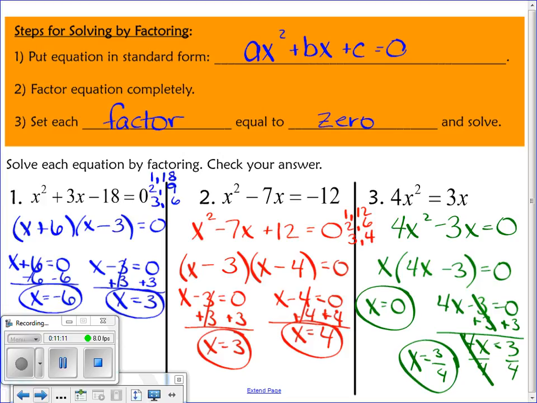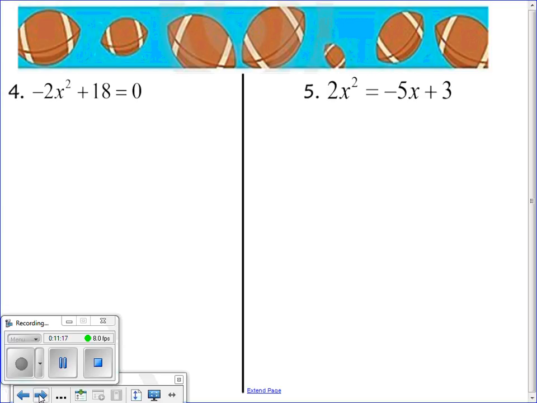Questions so far? Good. Number 4, similar to a problem you had on the cut-up worksheet things yesterday, the little half sheets. Is it in standard form? Is it set equal to 0? We're good. There's not an x, but that's okay.